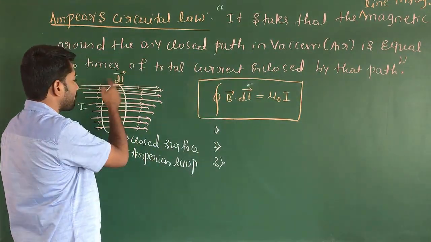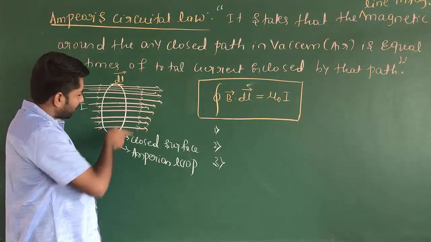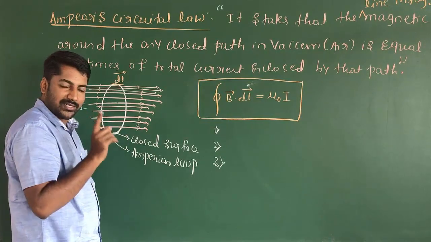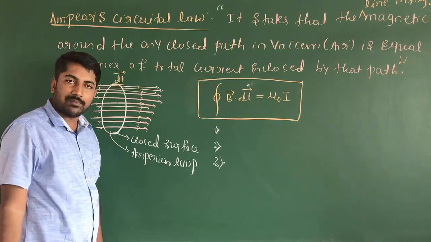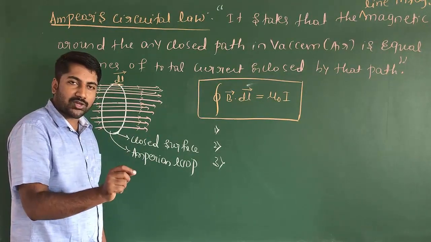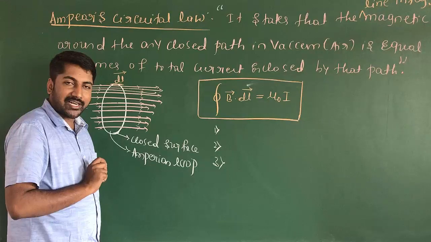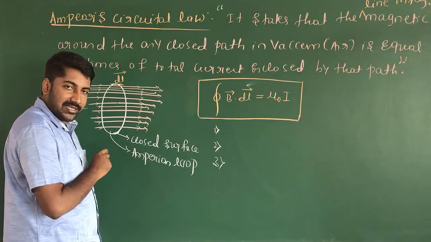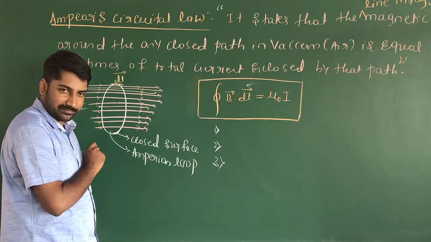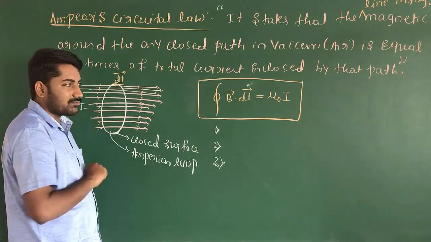Here this is a closed path. Here this is the current carrying circular wire. It consists of one turn or n number of turns. dl is the current element. Current element means it is the smallest portion of the current carrying wire. And Amperian loop means it is the closed path around the wire or around that circular wire.